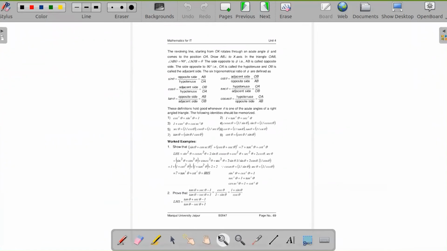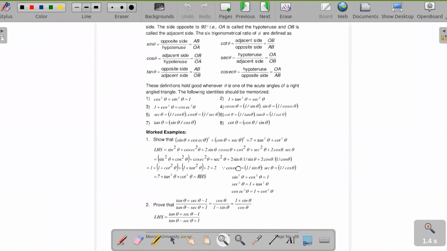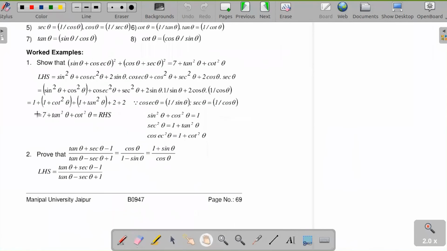So let's do some exercise, then it will give more practice. We have to prove this: sine theta plus cosec theta whole square plus cos theta plus sec theta whole square is equal to 7 plus tan square theta plus cot square theta. We need to prove these two are equal.